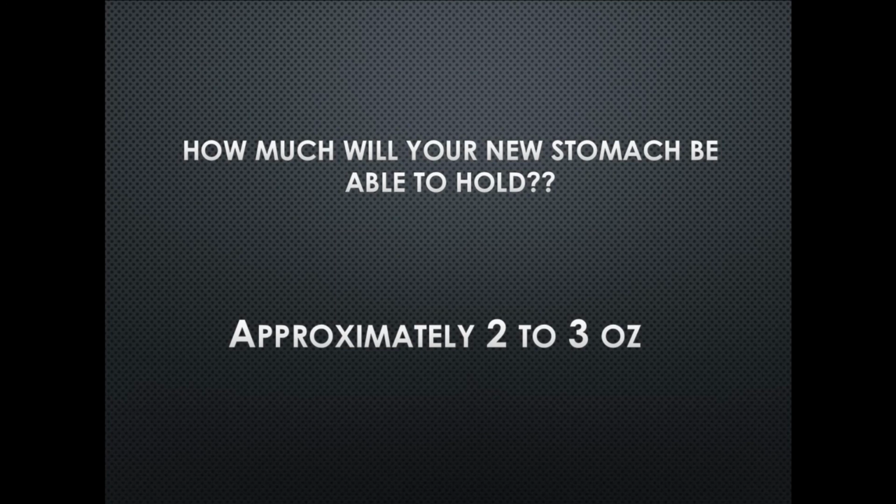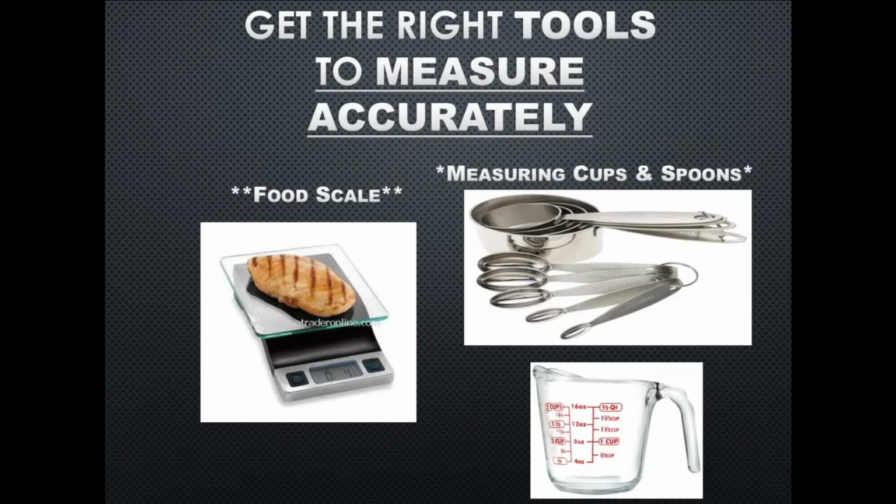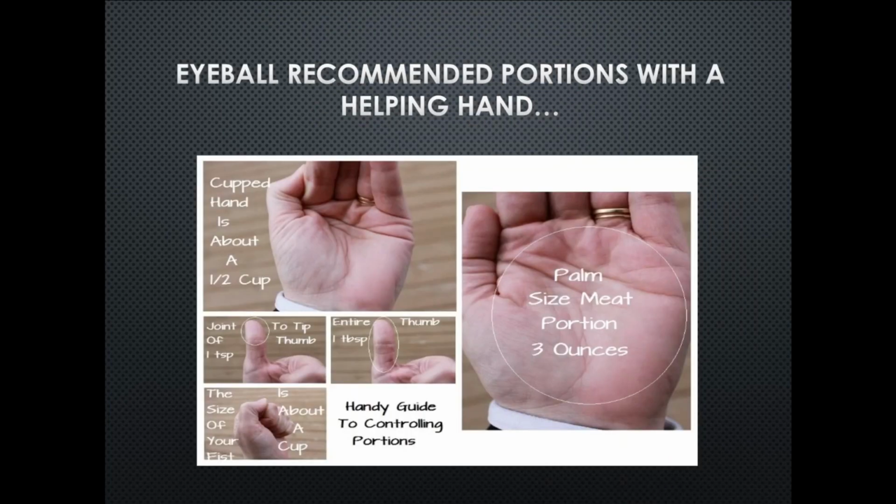How much will your new stomach be able to hold after surgery? 2 to 3 ounces, and sometimes up to 4 ounces, depending on your surgery. It's important that you don't stretch the stomach out by overeating so that you keep that size. So get the right tools to measure accurately. A food scale, very inexpensive. Buy it at Walmart. Measuring cups and spoons, even the dollar stores have them. No excuse to not measure. You can measure with your body too.